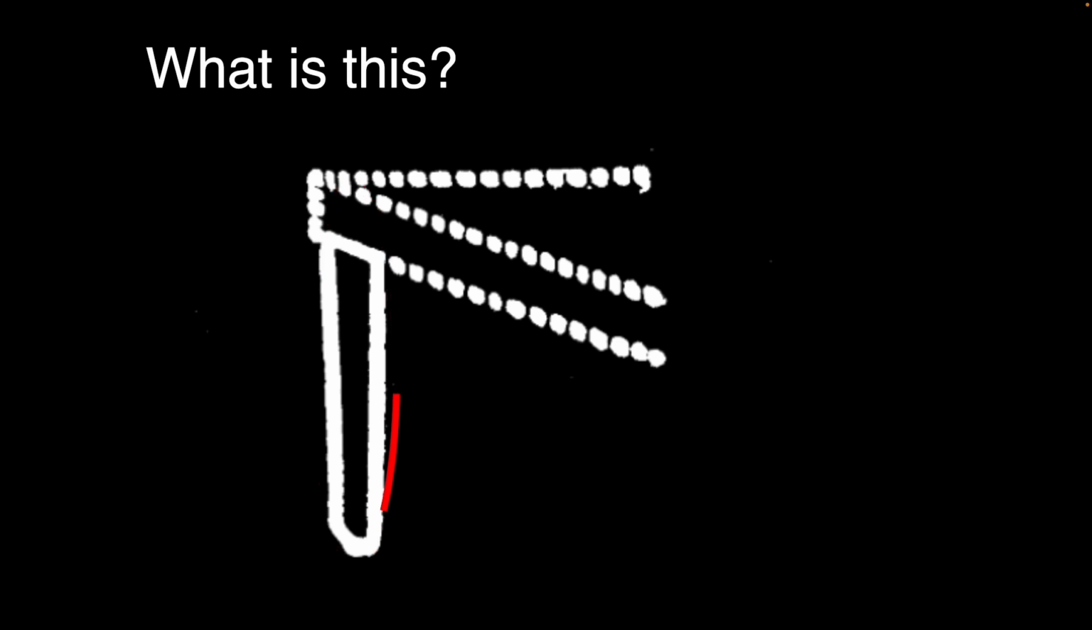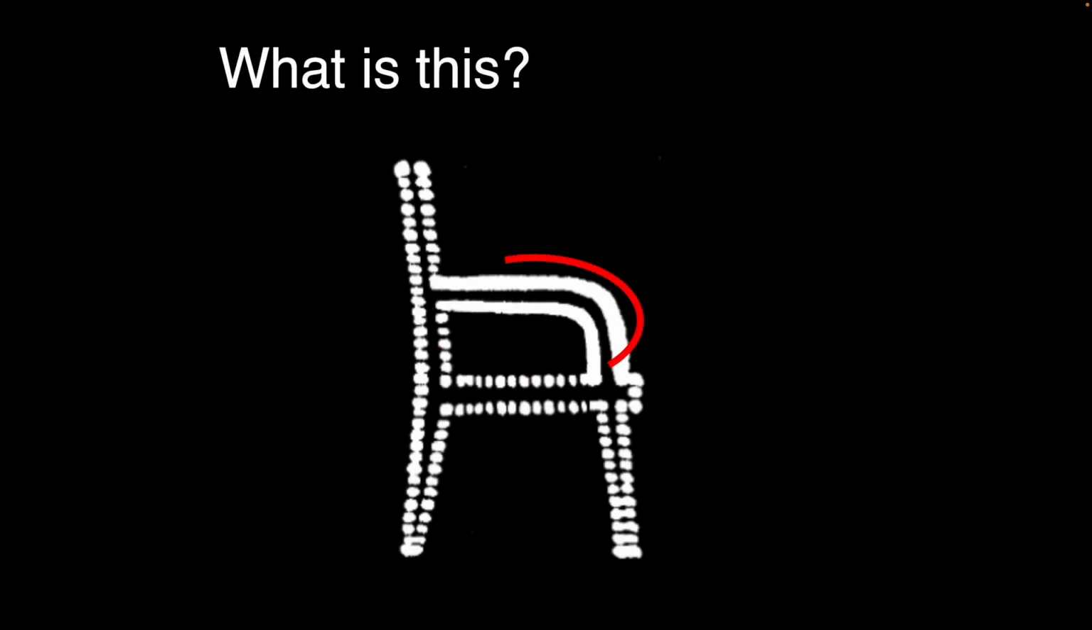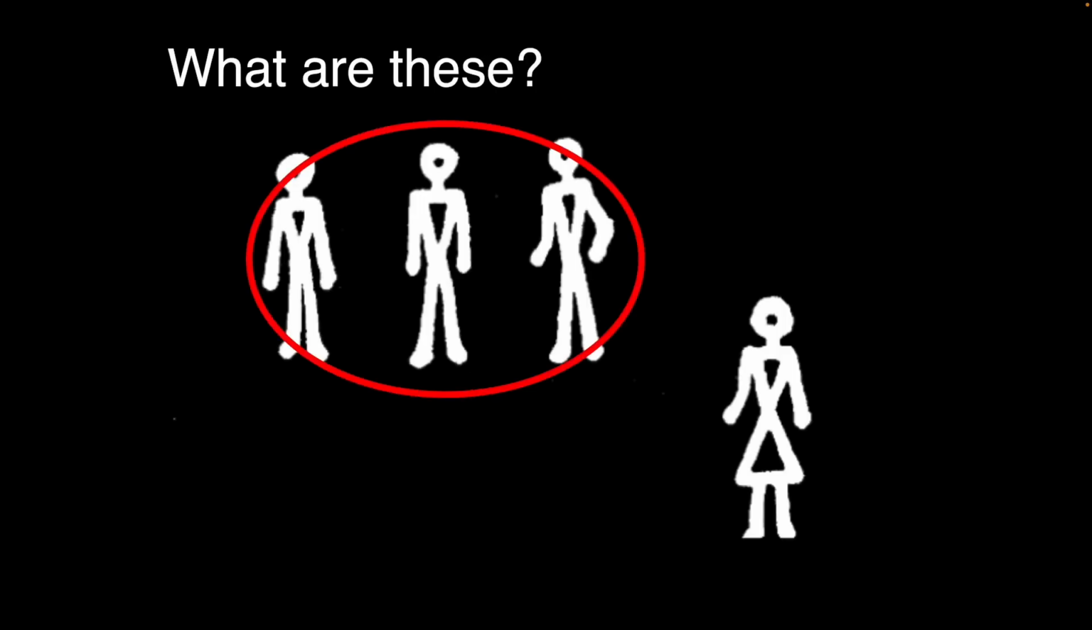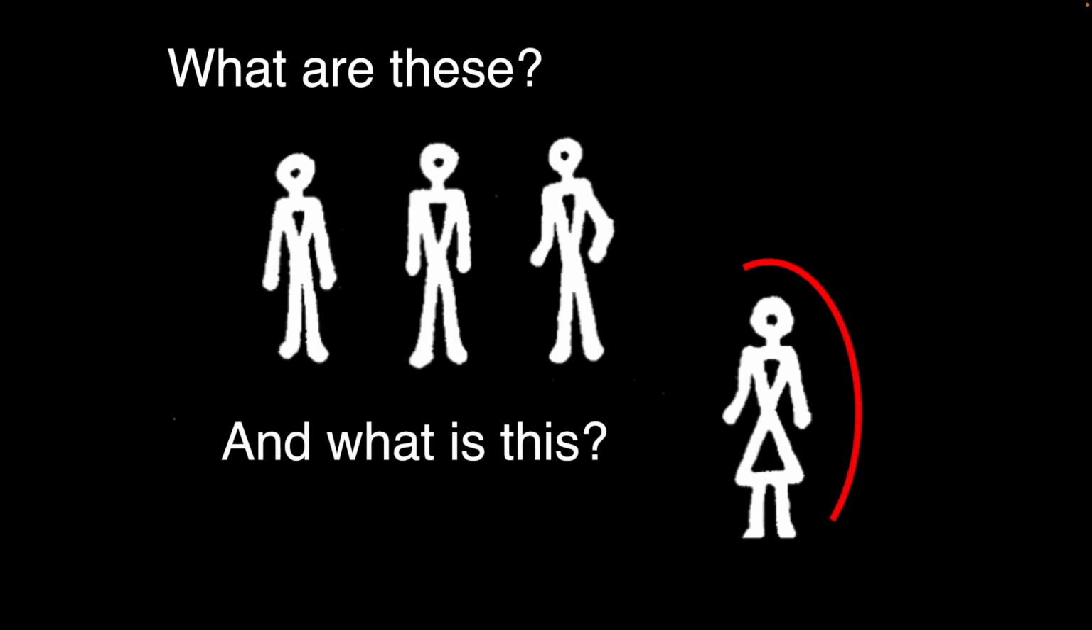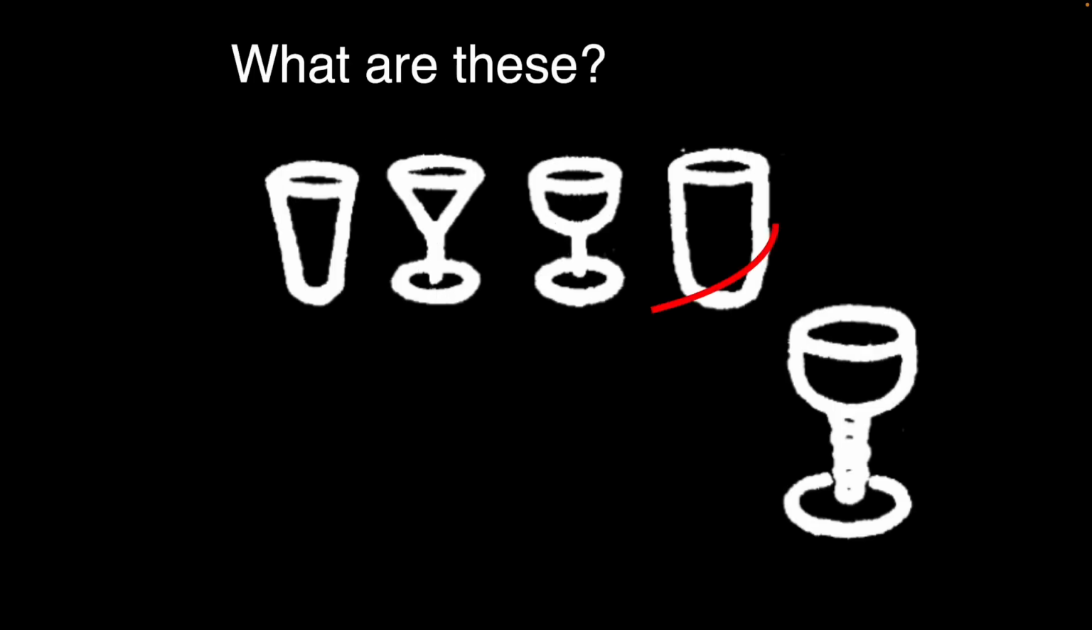What is this? It is the leg of a table. What is this? It is the arm of a chair. What are these? They are 3 men. And what is this? That is a woman. What are these?